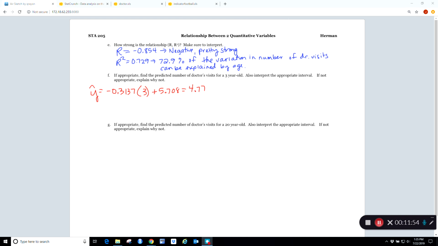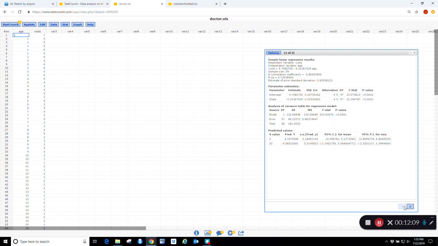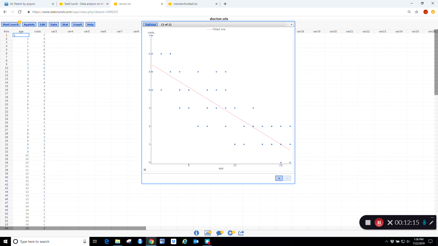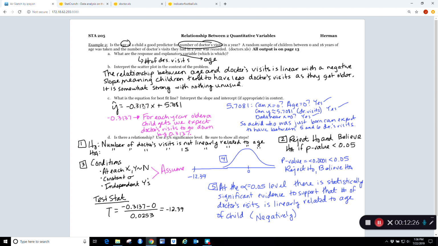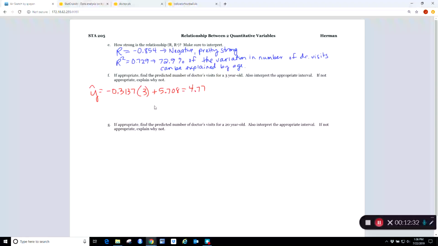All right, so let's talk about the first part of the question. If appropriate, find the predicted number of doctor's visits for a 3-year-old. So really to find out if it's appropriate or not, can you be a 3-year-old child? Does that make sense? It does. If I go back and look at my data set, I had children near the age of 3, so that makes sense to look at. So to find the predicted number, I'm just going to plug 3 back into our equation that we had here in part C, right? So now my x is age, my age is 3, so I can just plug that number in.